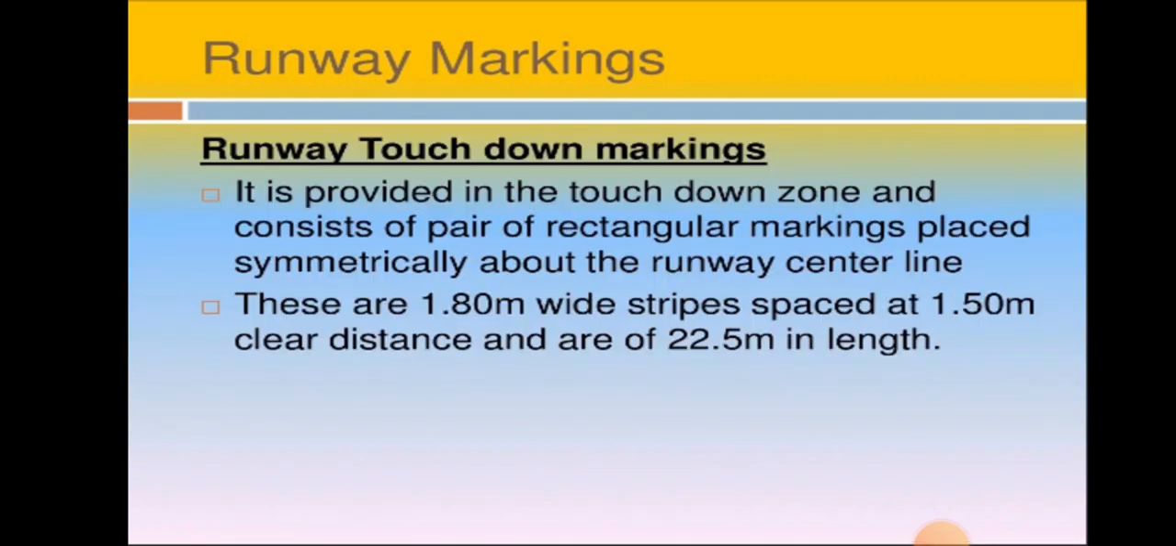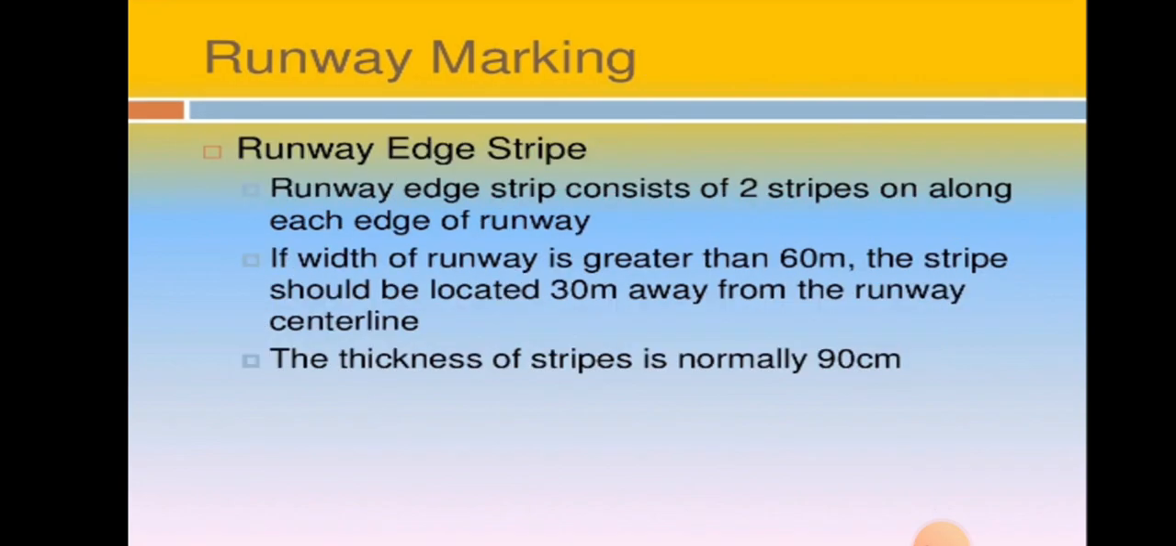Runway touchdown marking. It is provided in touchdown zones and consists of pairs of rectangular markings placed symmetrically above the runway center line. These are 1.8 meter wide strips spaced at 1.5 meter clear distance and are 22.5 meter in length.